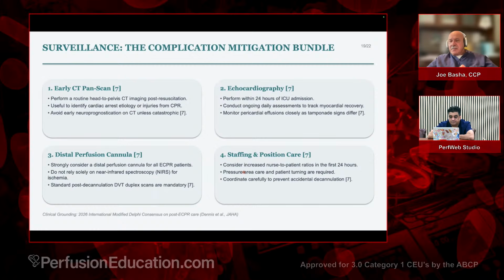Consider increased nurse to patient ratios in the first 24 hours. You don't want to have a nurse having 3 patients with one of them being an ECMO. I think that's absurd. I think ECMO should be 1-to-1. That is my true belief.